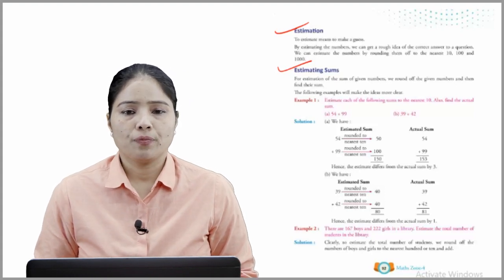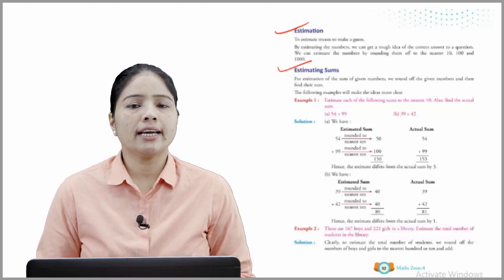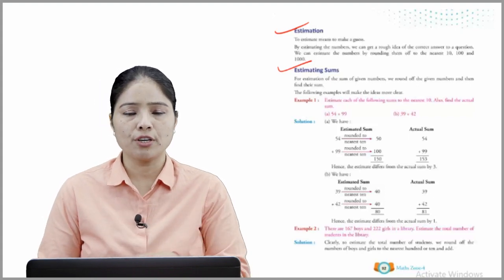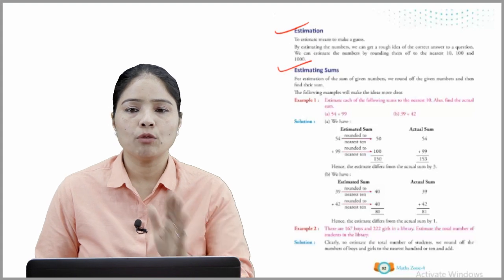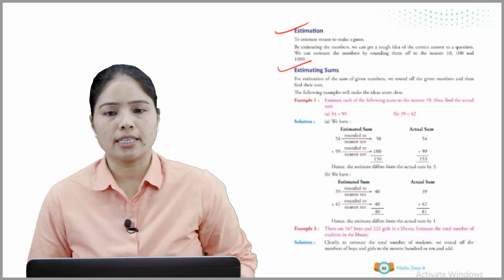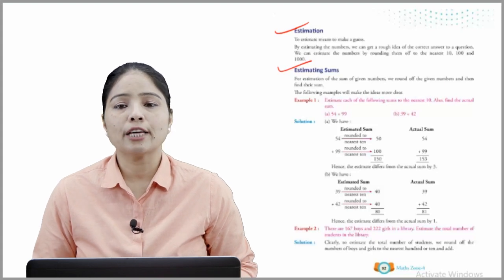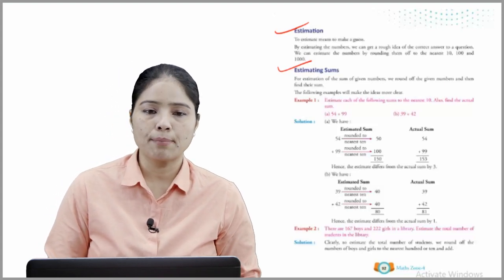Similarly, in the B part we have to estimate the sum for 39 and 42. 39 rounded becomes 40, 42 becomes 40, and adding gives 80, while the actual sum is 81. The difference between the two is 1. Okay, I hope you understood well. So now example number 2.